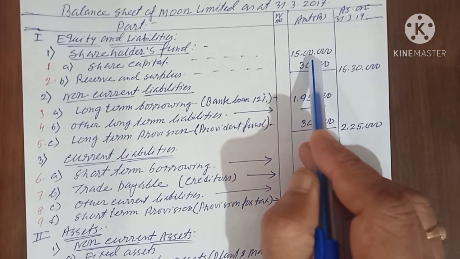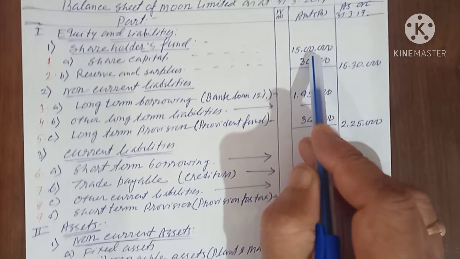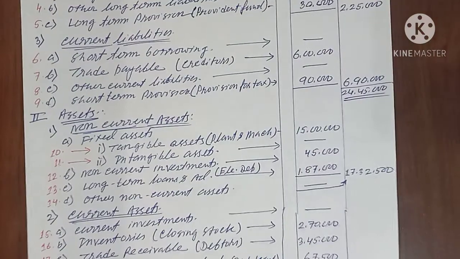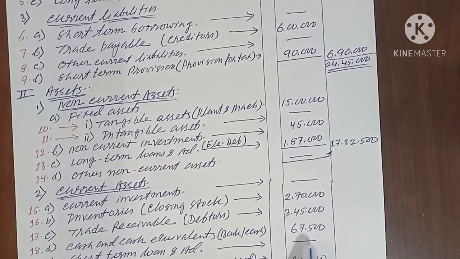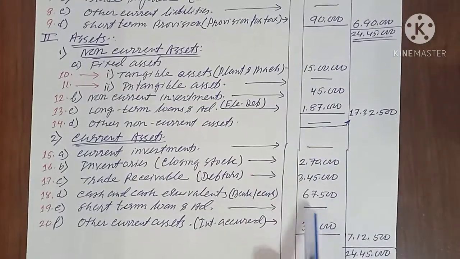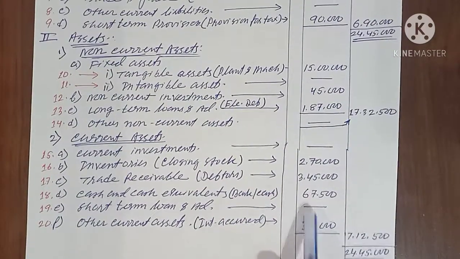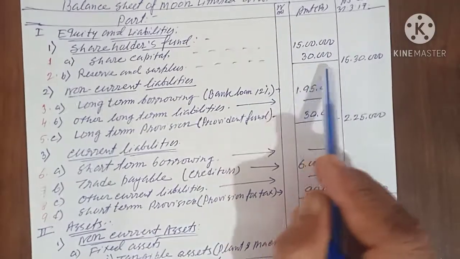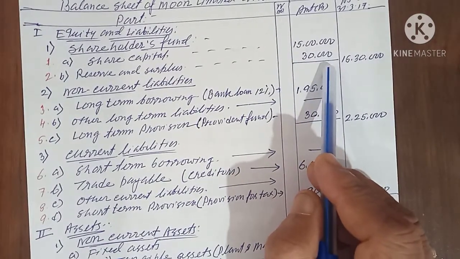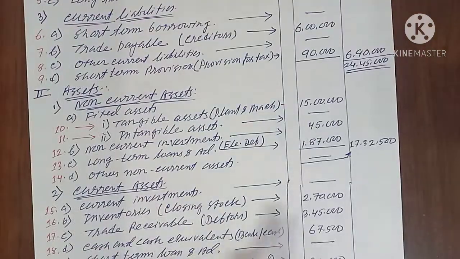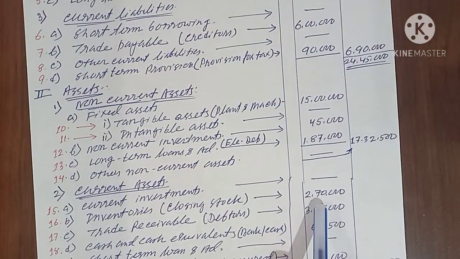Next is coming cash and bank balance. How will it go? In assets, cash and cash equivalents, 67,500. This is cash and bank balance here. Next is general reserve, 30,000. Every one of you knows the second item, general reserve is 30,000. Next is closing stock, 2,70,000. Stock and inventories, closing stock, that is 2,70,000.